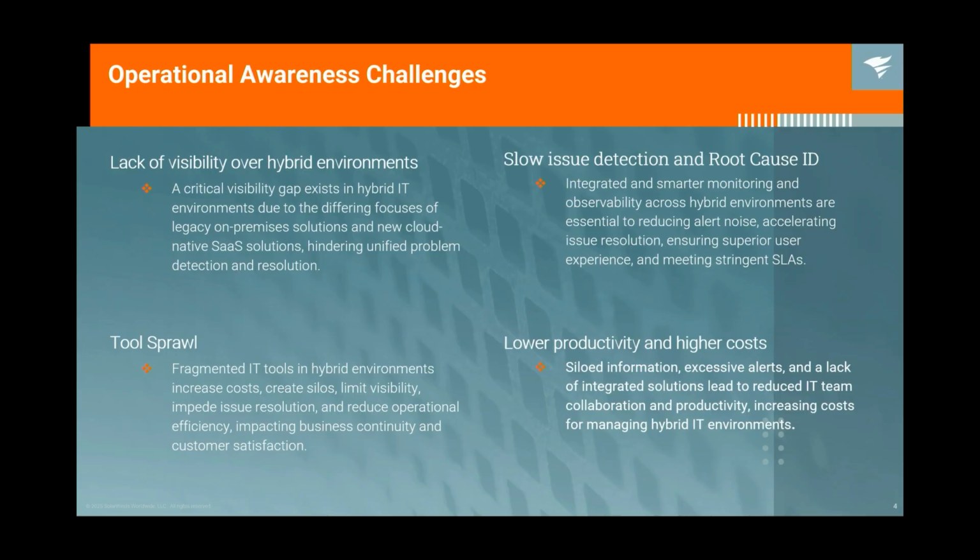And then slow issue detection and root cause ID. It's great that we're answering that what question very quickly, but we really need to answer the why. And that's going to give the teams the ability to reduce the alert noise and really pinpoint where the issue is. One of the things that I like to tell people is, one of the great things that SolarWinds Observability is able to do for you is it's able to say, okay, I've got a problem over here, I've got a problem over there, and I've got a problem down there.